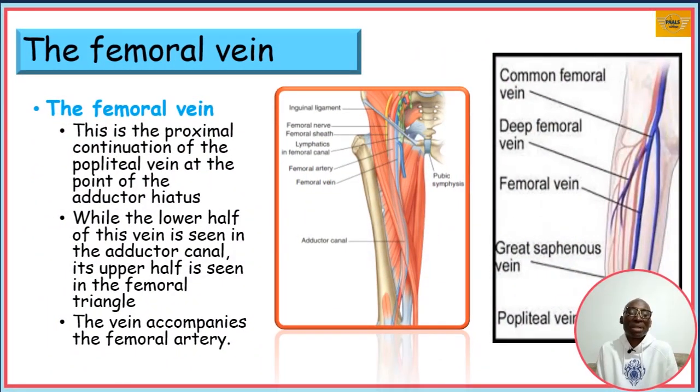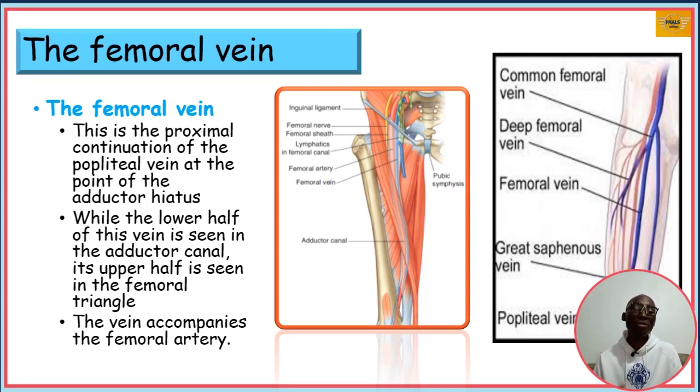The femoral vein is the proximal continuation of the popliteal vein, while the femoral artery extends from the inguinal ligament to the adductor hiatus, where it will continue as the popliteal artery. The femoral vein will continue from the popliteal vein at the point of the adductor hiatus, and then will run proximally until it gets to the inguinal ligament.